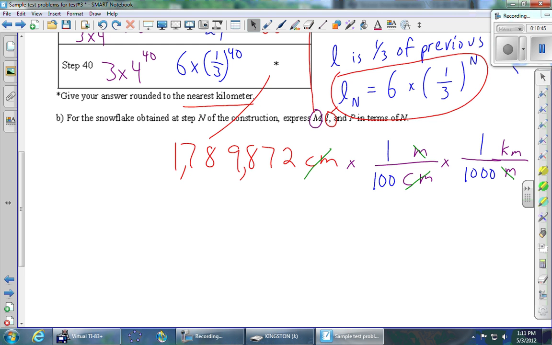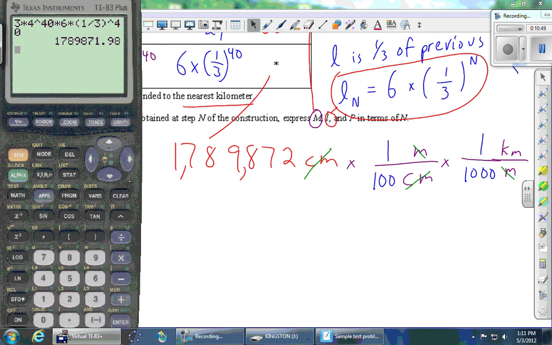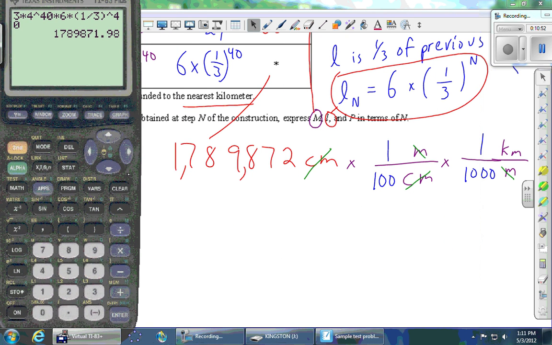So this is what we need to multiply. So we have our enormous number. It's already typed in there. I'll just hit the times key. Times 1 divided by 100, or simply divide by 100, and then times another 1 divided by 1,000.